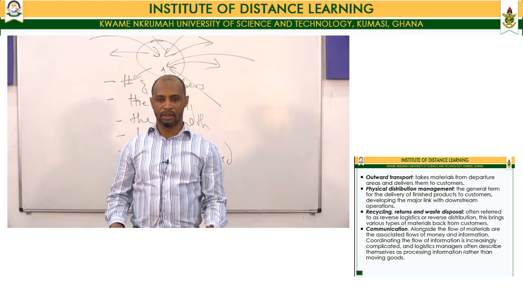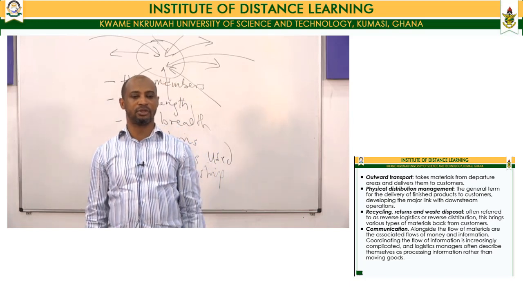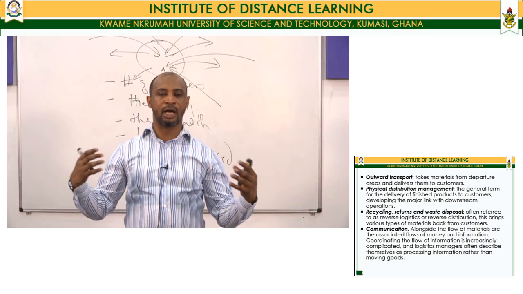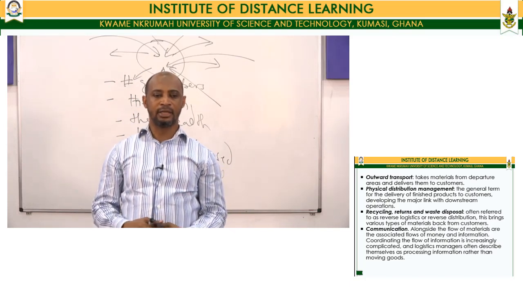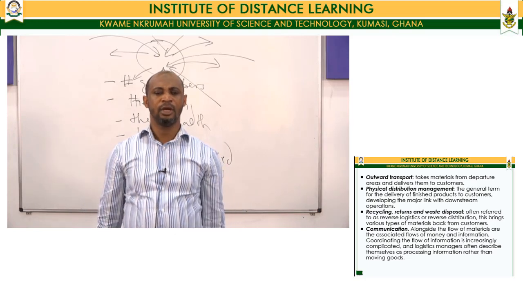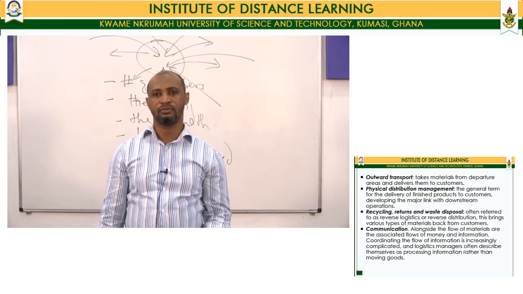And then we have communication. Flow of materials are usually associated with money and information. So the logistics department must coordinate these activities to ensure that the complexity of the supply chain is reduced and then the movement is smooth.